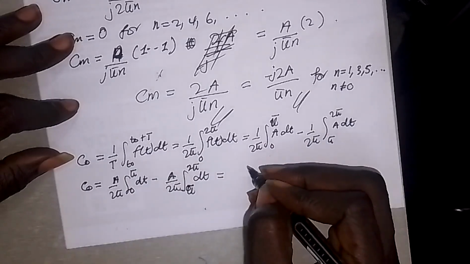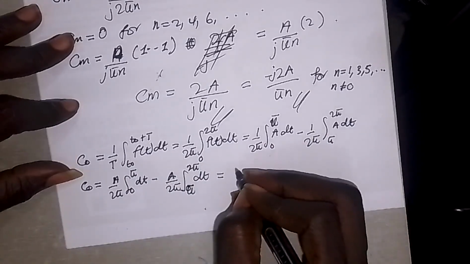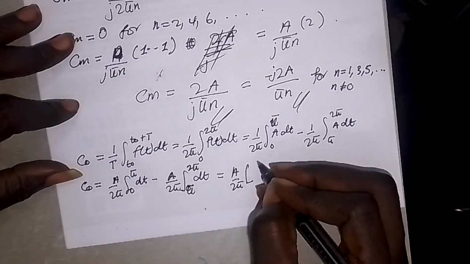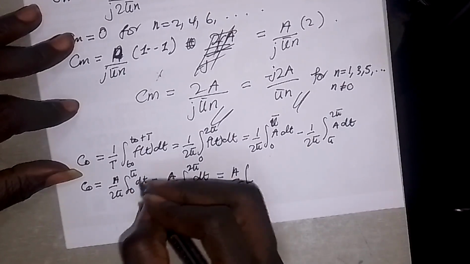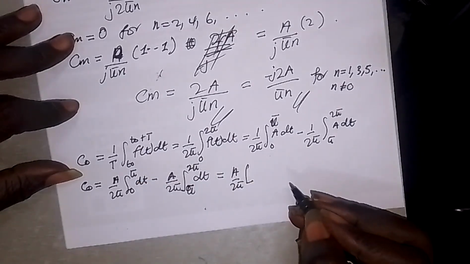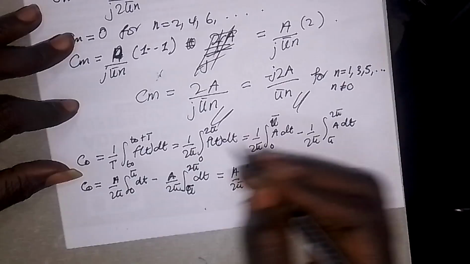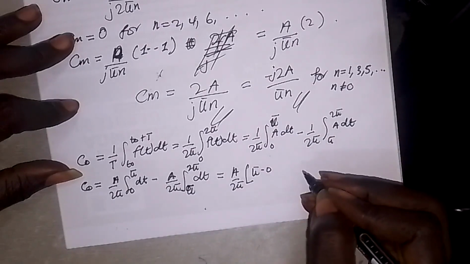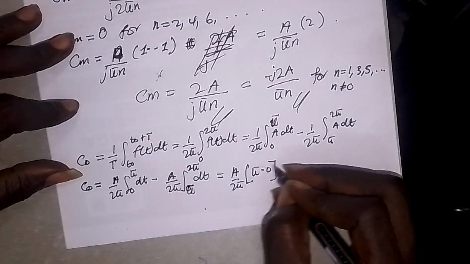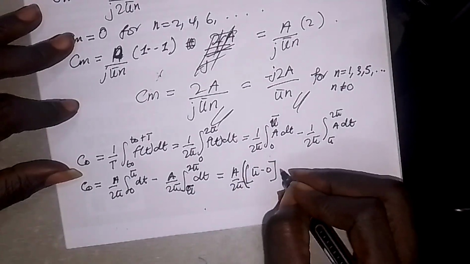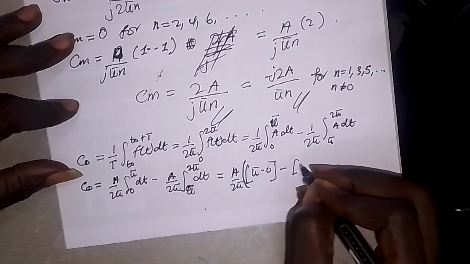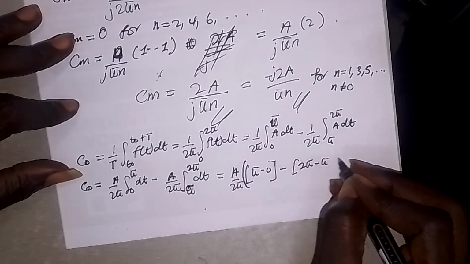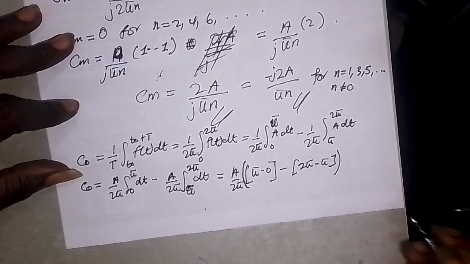So this is equal to A over 2 pi outside. Here, if you integrate, you get t. If you put in your limits, you get pi minus 0. Then here you get minus the same t, and if you put in your limits, you get 2 pi minus pi.